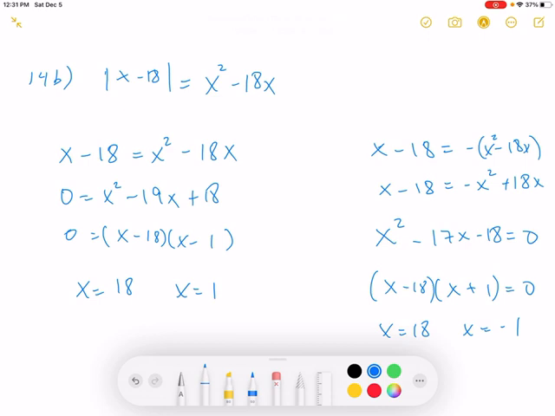All right, so we got three different ones, right? Because this one and, well, x equals 18 are the same. We don't have to include both. These are your three answers that you get.